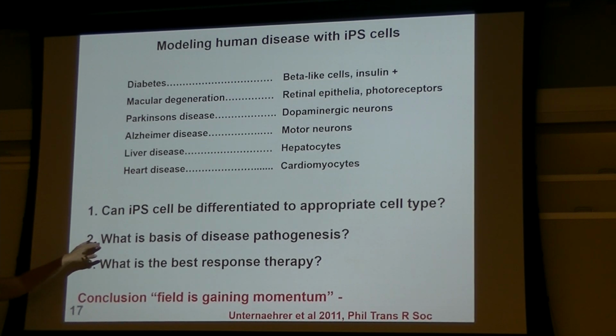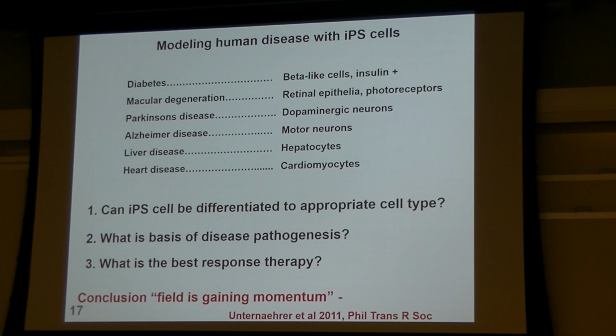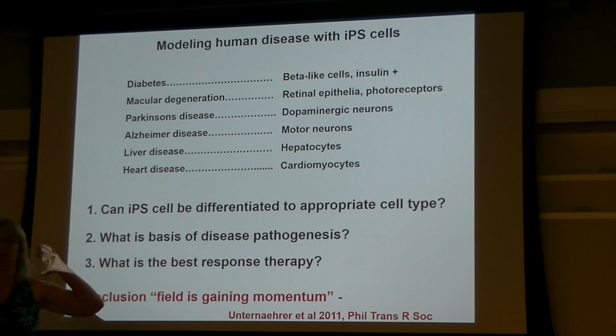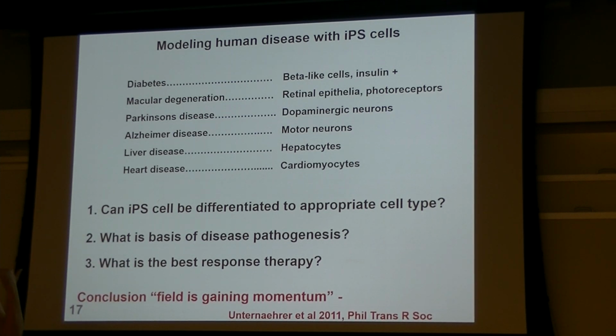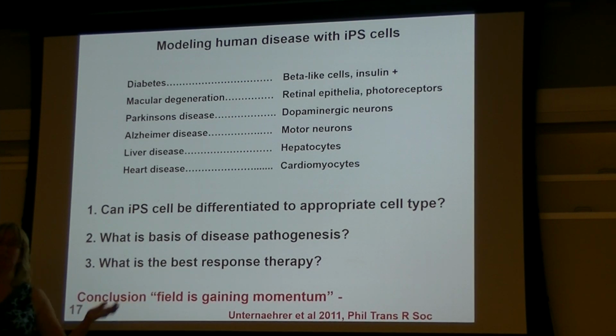Second question, what is the basis of the disease pathogenesis? That means, do we actually know in the disease what cell type it is that has been damaged or is missing or is non-functional? So for example, for Parkinson's, you would need to know that it's the dopaminergic neurons that are the problem here. We have to understand the cellular basis of why the disease is what it is. Again, depending on the disease, in some cases we know a ton about this, and in other cases it's not that clear.